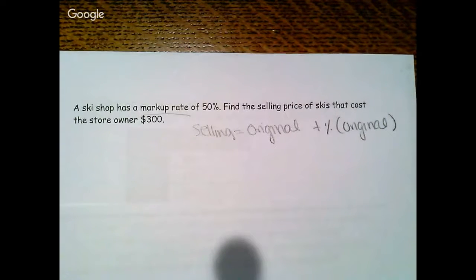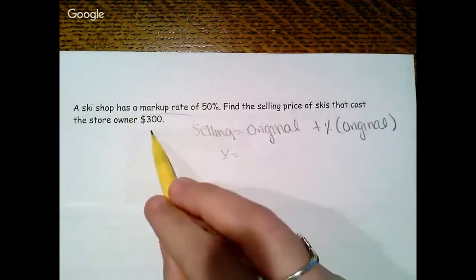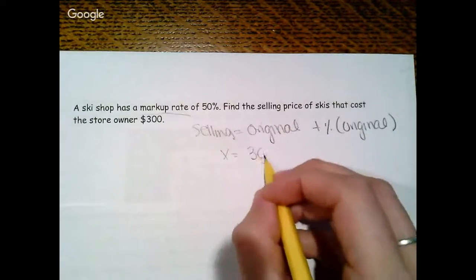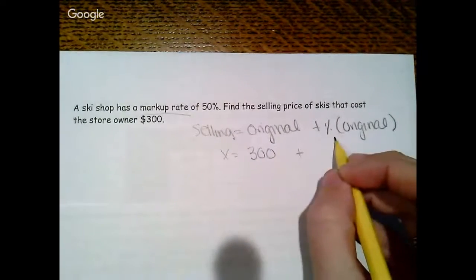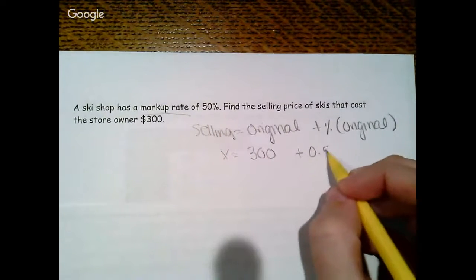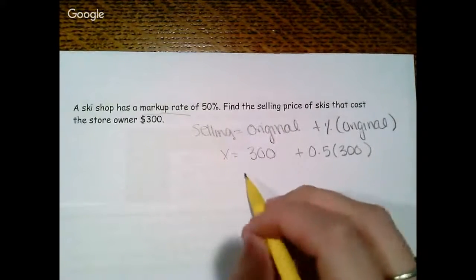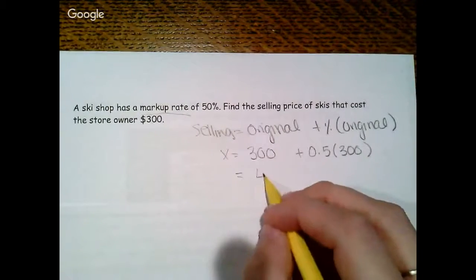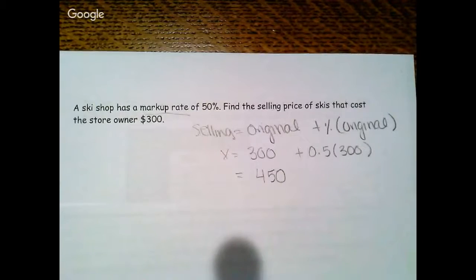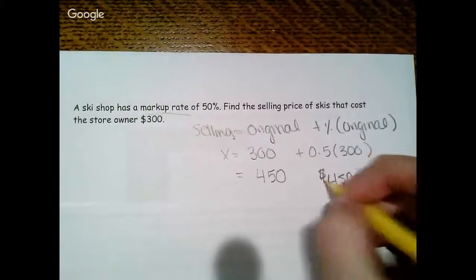Okay, so when I look here, it says we need to find the selling price. So that's my unknown. That's my x. So I have the x is equal to my original. Well, that's how much they bought it for. So they bought it for $300, plus they're going to mark it up 50%. 50% as a decimal, remember, is 0.5 times our $300. Now, when we solve this, we get 450 when we plug it into our calculator. So that means that they sold it for $450.